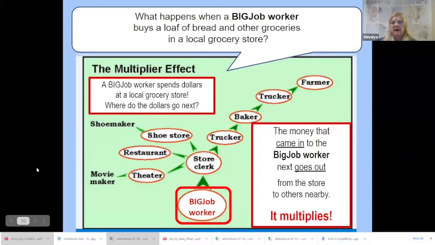An example here would be if we have someone that's a big job worker and they get paid and they go to the store to buy some groceries. So here's the big job worker taking their paycheck to the grocery store. They're going to purchase some items. What happens with that money that was brought into the community through that big job worker's paycheck? It goes out into so many different areas. The people that work at the store will get their paycheck and spend their money in local restaurants, theaters, and things like that. The manager of the store is going to pay the truck drivers and all of the places that they get their goods from. And so we continue to see that money grow and have a bigger impact.